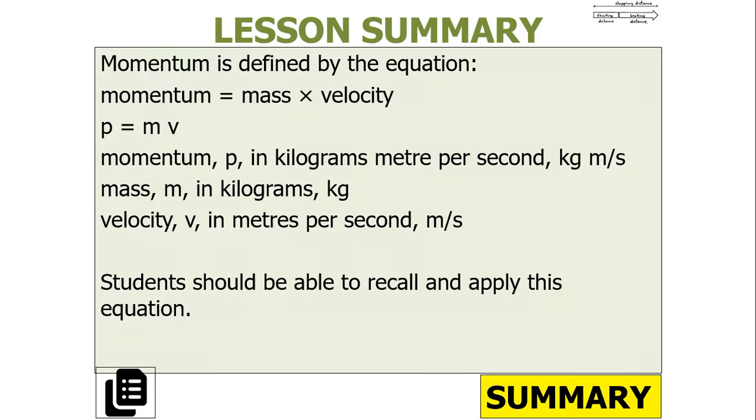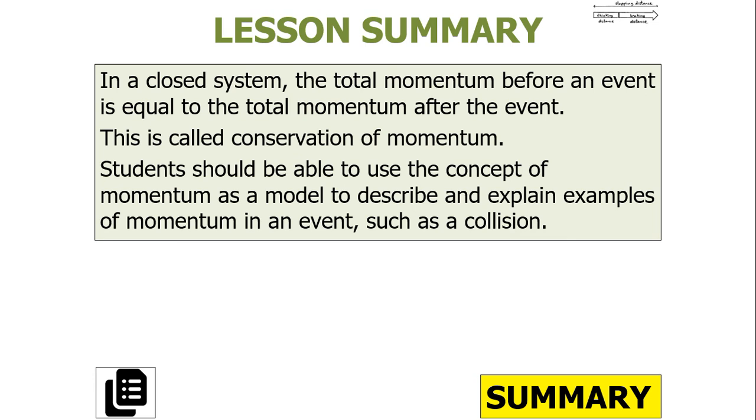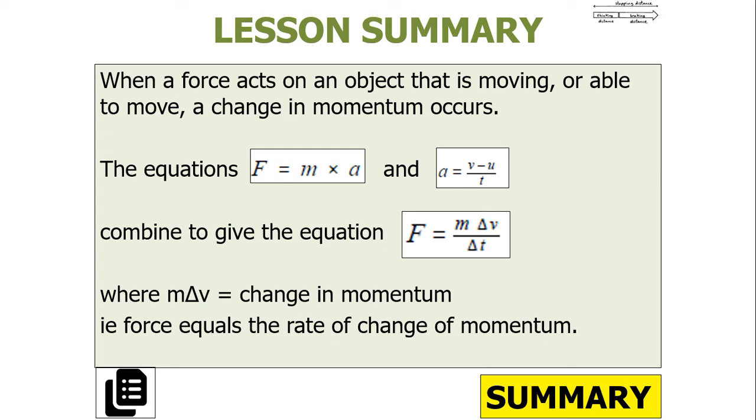So let's summarize what we've learned. Momentum is defined by the equation momentum equals mass times velocity, where momentum is in kilogram meters per second. In a closed system, the total momentum before an event is equal to the total momentum after an event, and this is called the conservation of momentum. When a force acts on an object that is moving or able to move, a change in momentum occurs, which gives us the equation F equals m delta v over time, i.e. force equals the rate of change of momentum.